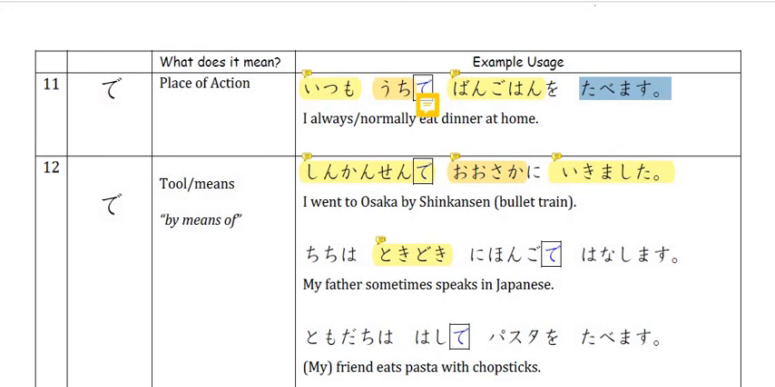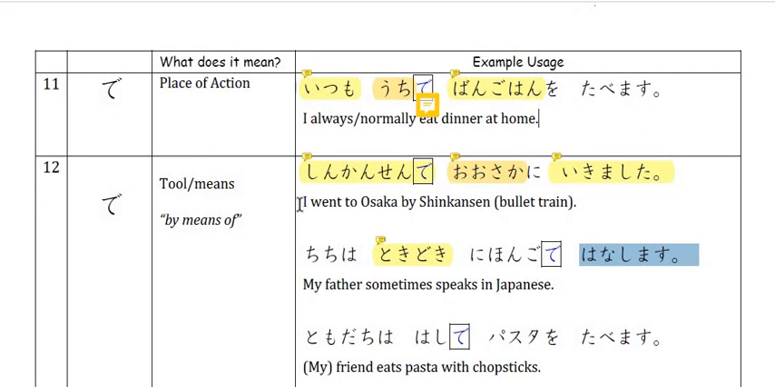So if you want to say my father sometimes speaks Japanese, how do you say it in Japanese? So did you guess how to say that? Okay, so it is chichi wa tokidoki nihongo de hanashimasu. Chichi wa tokidoki nihongo de hanashimasu. So chichi is father, your own father, and tokidoki is sometimes. Nihongo is Japanese. De is by means of Japanese. Hanashimasu is to speak. So my father speaks by means of Japanese. Okay, but my father sometimes speaks by means of Japanese.